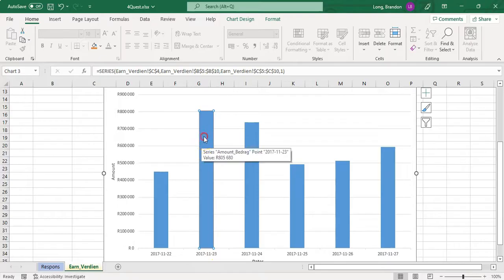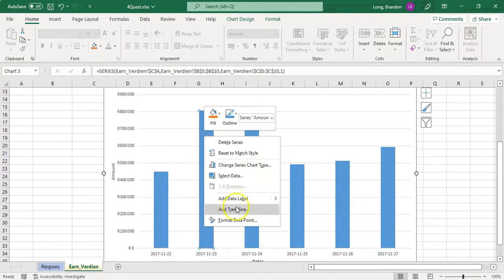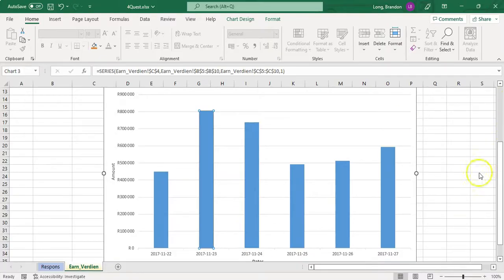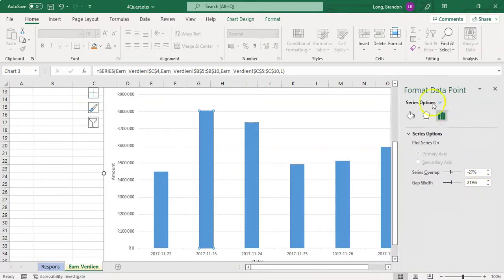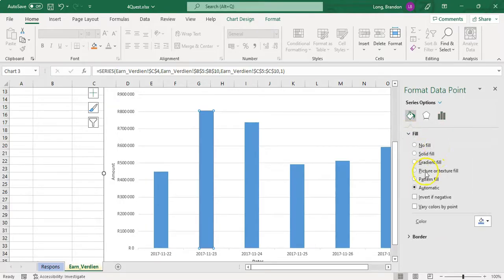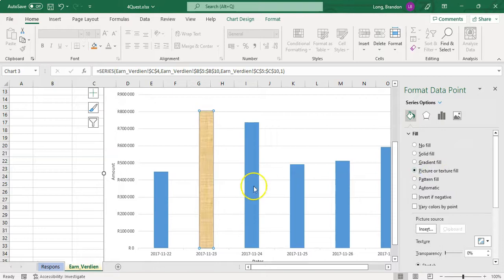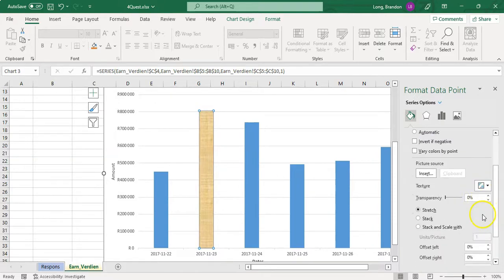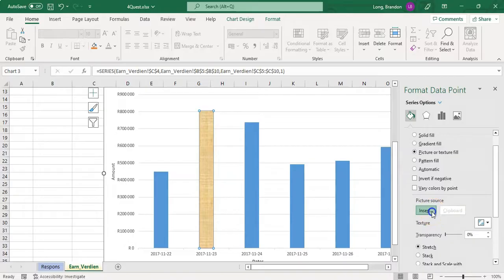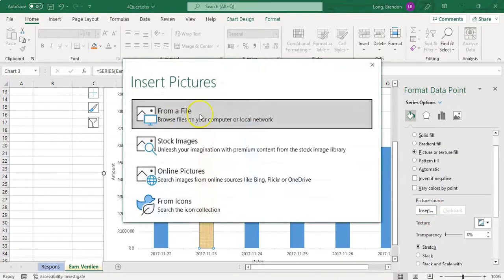So now I can right click and format this particular data point. So I'm going to format that data point. We get a little box that appears over here. So let's look at the options. First of all, I want to fill this data point. I want to fill it with a picture. So I'm going to click on picture, and I don't want that picture. I'm going to find my own particular picture. So I'm going to insert one, and we're going to get one from the file.